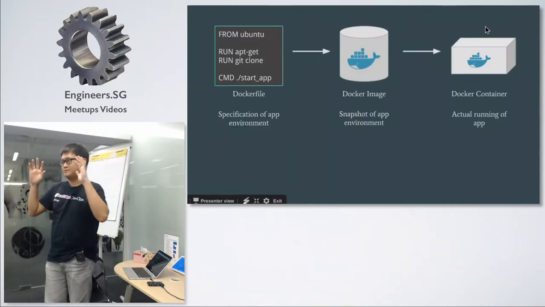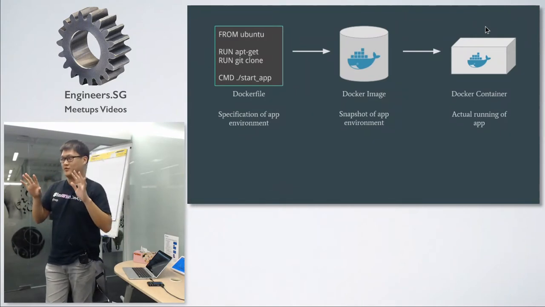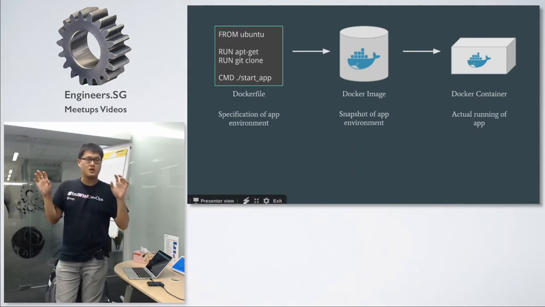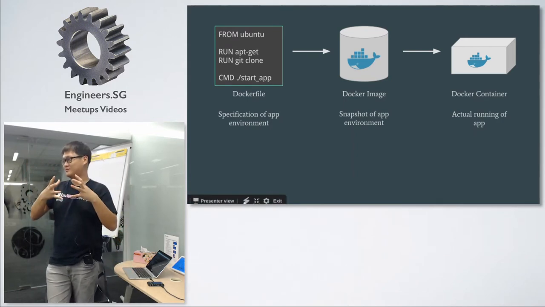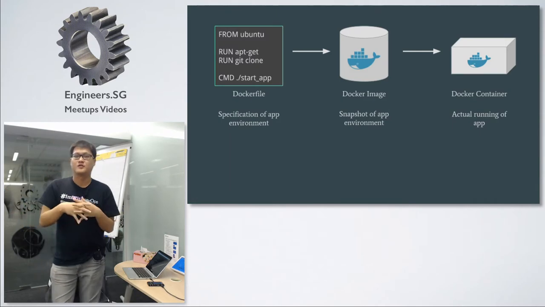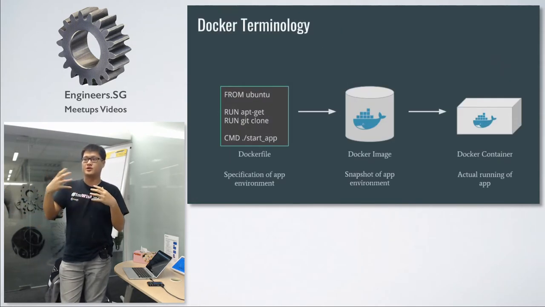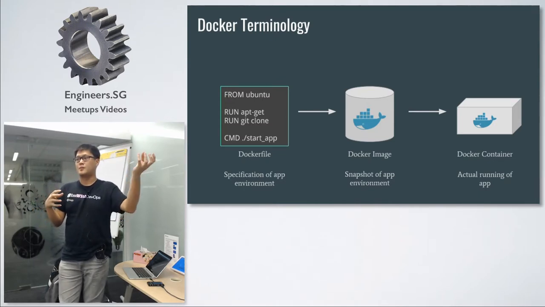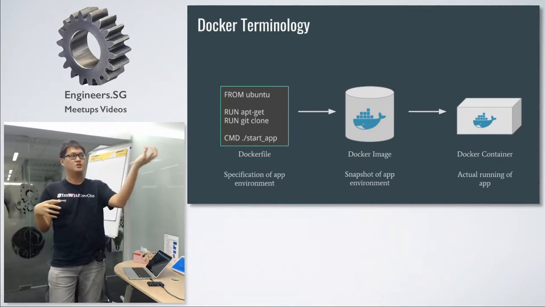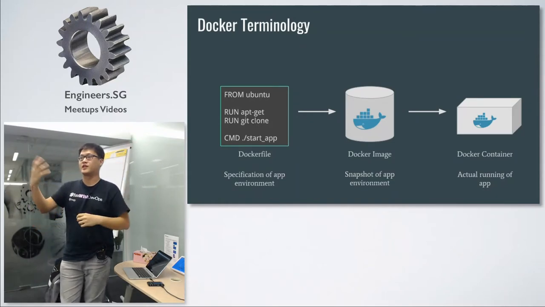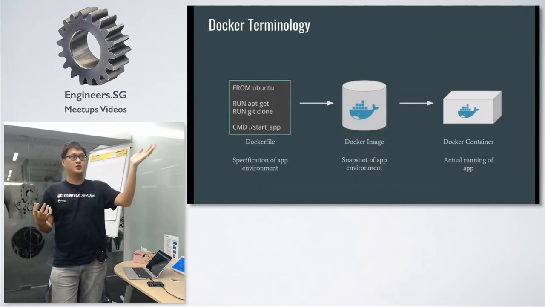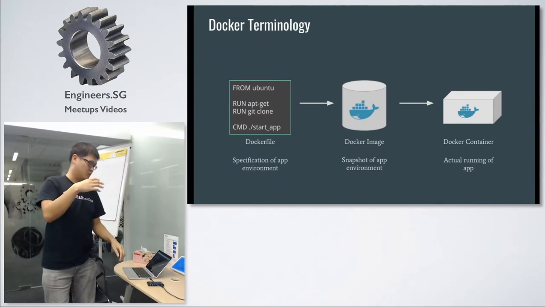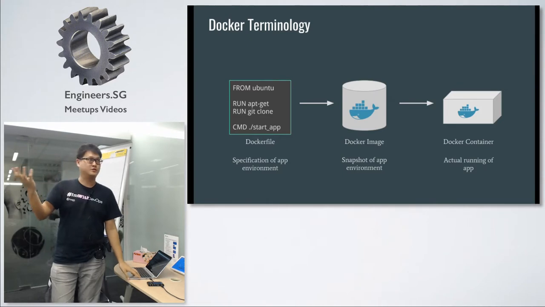Okay, just a quick terminology check with everybody so everybody knows what is going on. A Dockerfile is a specification of your image. You can think of it as a source code from which you can build your image. Your image is a snapshot of your application environment that is described by the Dockerfile. And then after which you take this Docker image and you run it as a Docker container, which is actually a runtime. So if you think about it, it's like a source code, your binary, and then your process. So that's just a basic idea of what Docker is.